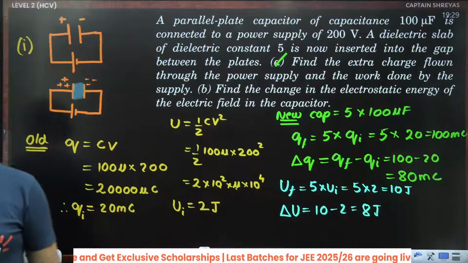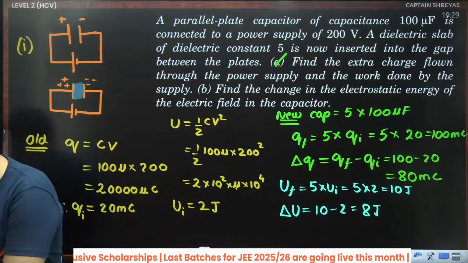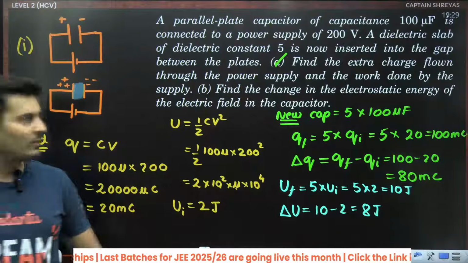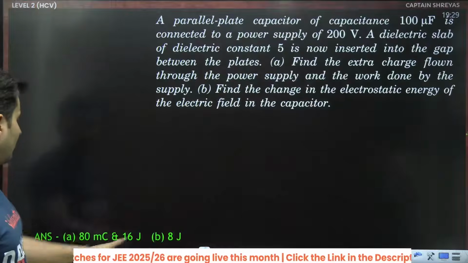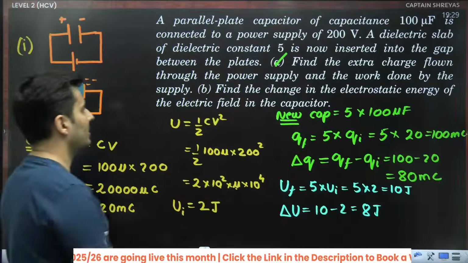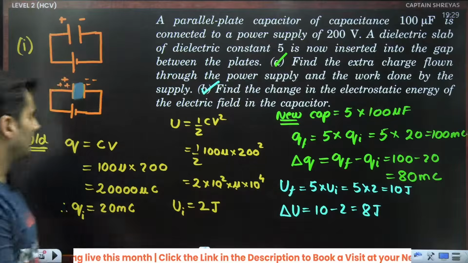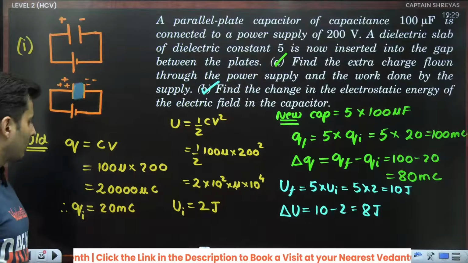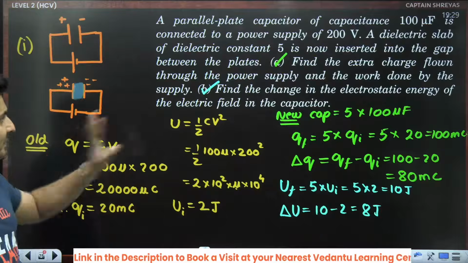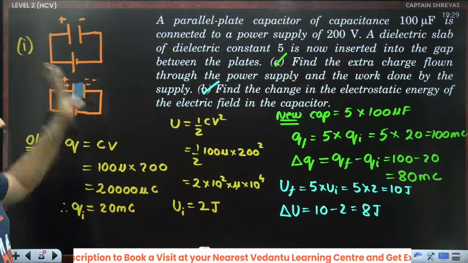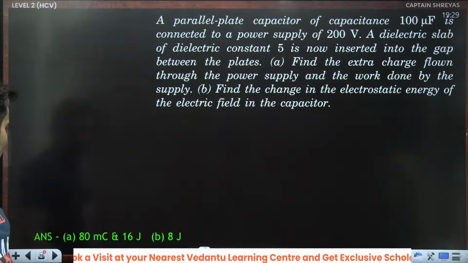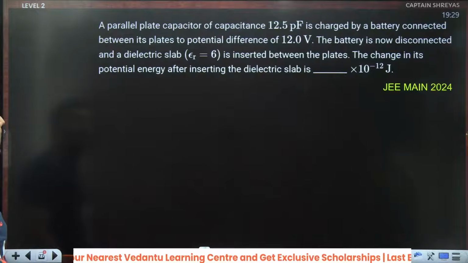Is that absolutely clear, my dear warriors? Yes? Awesome. So we solved both the answers, 80 millicoulomb and 8 joules. Perfect. We did it. Awesome. Now, this much is done. Let's go to the next question. Let's do the next question coming up on your screen.